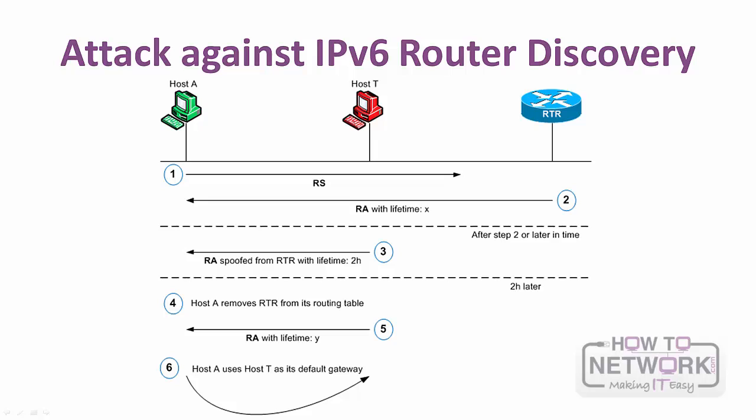Step 4. Host A will remove the installed default route that points to R1 after 2 hours. Step 5. Host T is then free to send another router advertisement, inserting itself as the default route for host A. Step 6. If host T succeeds in becoming the default route, it can see all traffic from host A that is using its default route, and may gain additional information or deploy other types of attacks, for example, a man-in-the-middle attack.